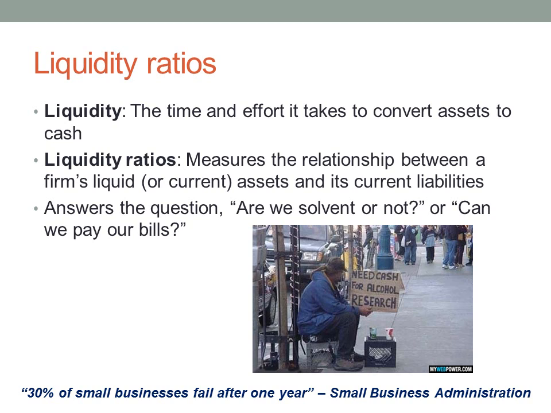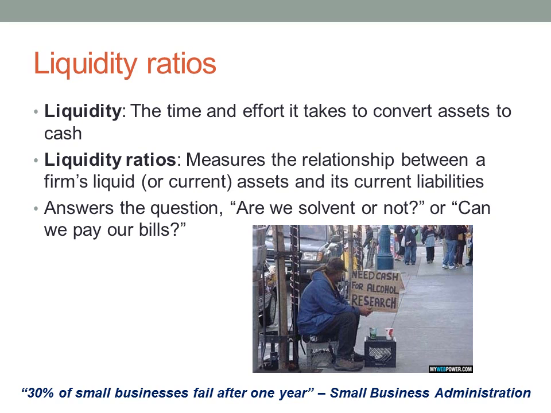Liquidity ratios, just covering the basic categories. Liquidity is really looking at, can we pay our bills or not? Do we have enough current assets to pay our current liabilities? Current assets being like cash, inventory, accounts receivable. Current liabilities being all our bills that are due in less than a year, like utilities, wages, insurance, rent, those kinds of costs. So are we solvent or not?